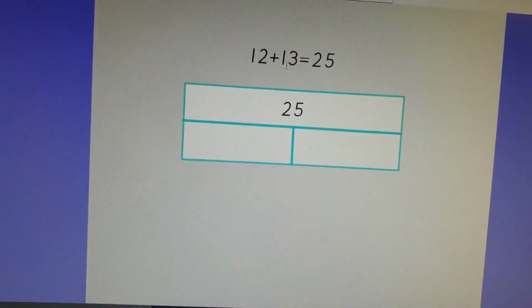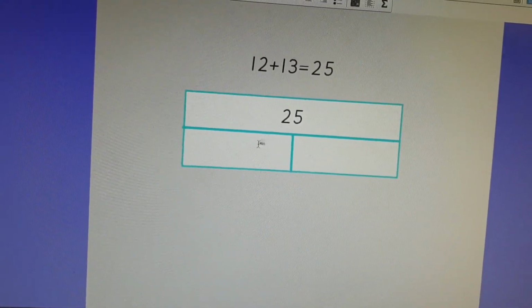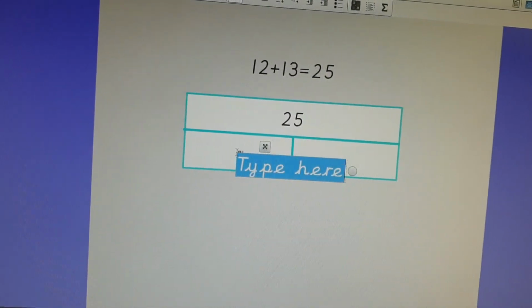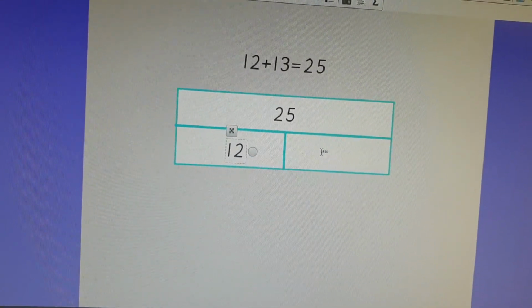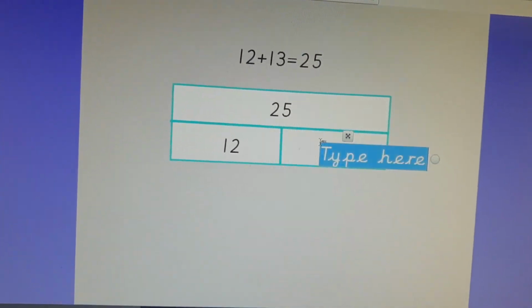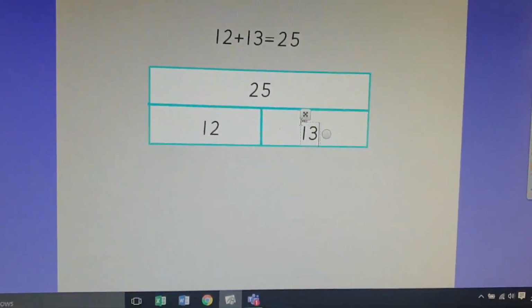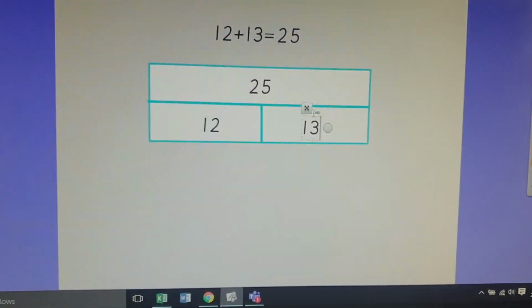Then, because I am adding, my two numbers go in the bottom. Doesn't matter which way around they go. So I'm going to put 12 in here, but I could have 13 in here. And then my other number goes on the other side. So my numbers are in my bar.